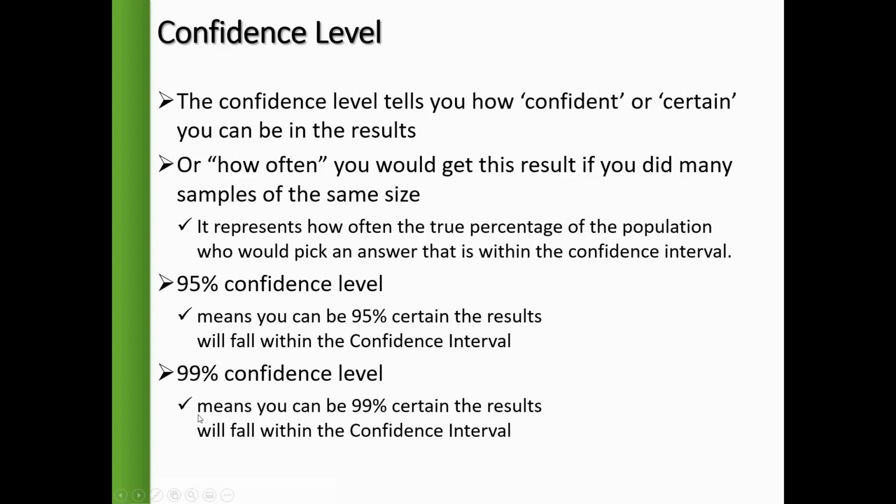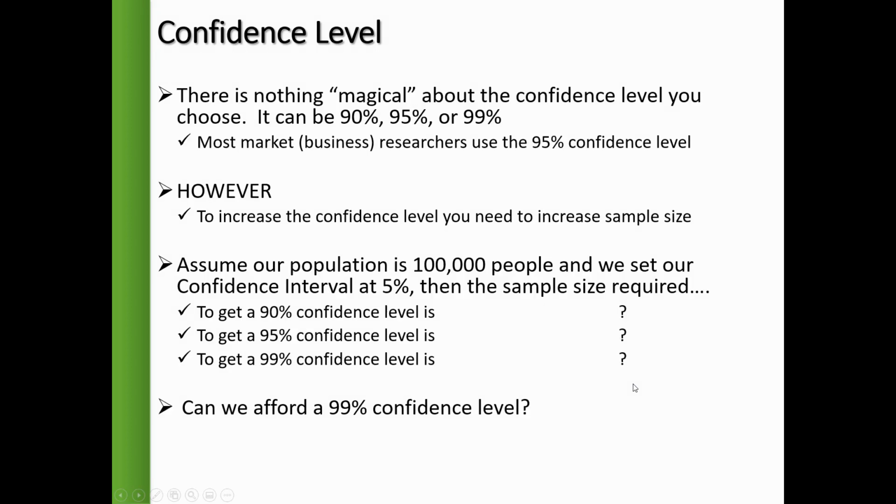A 99% confidence level means you can be 99% certain the results of your survey will fall within the confidence interval. There is nothing magical about the confidence level you choose. It can be 90, 95, or 99. Most business researchers use a 95% confidence level. However, to increase the confidence level, you need to increase the sample size, which we just discussed.